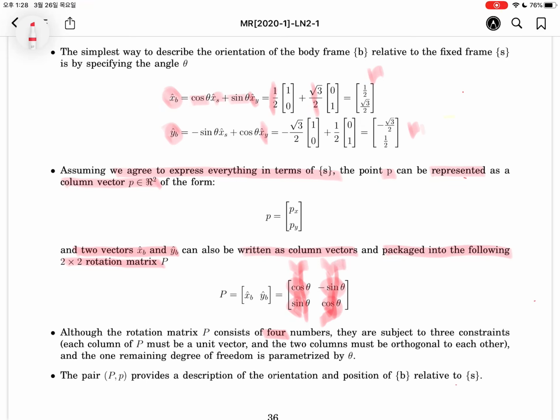So from now on, we will use the pair of the rotation matrix and the vector pointing to the origin of the body frame. This pair provides the description of the orientation and the position of the B frame relative to S, or in terms of S.